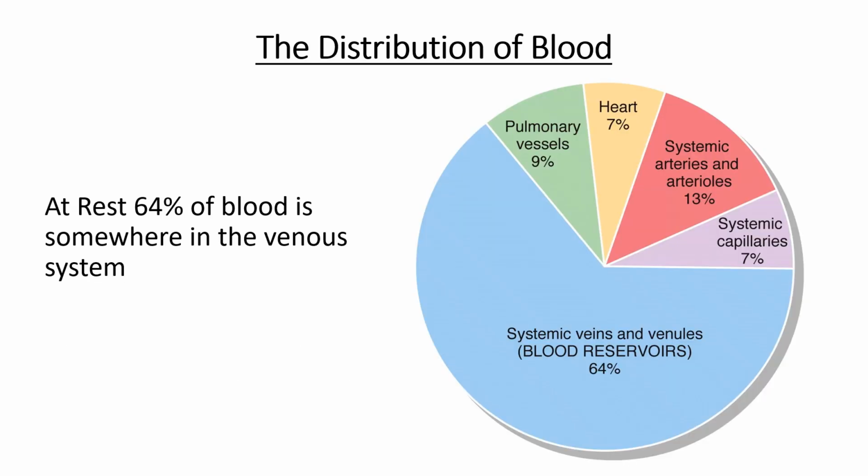So here we've got a pie chart showing where blood is typically, and this is going to be pretty much at rest. This is where blood is. So we want to know that we've got about 64% of our blood at rest somewhere in our venous system. In some of the veins, venules, 64%.